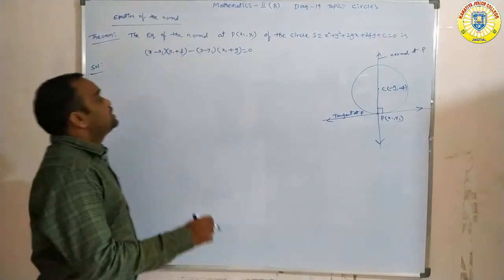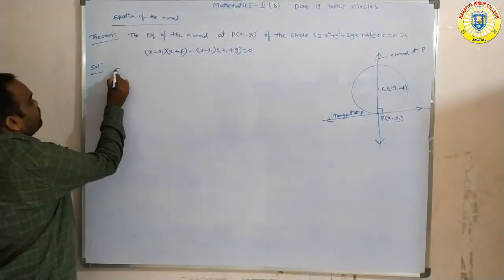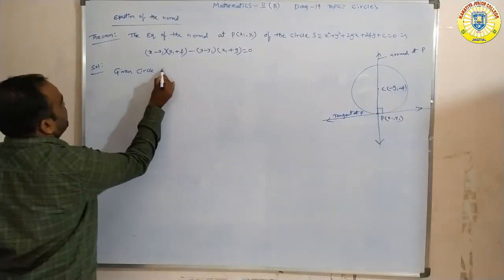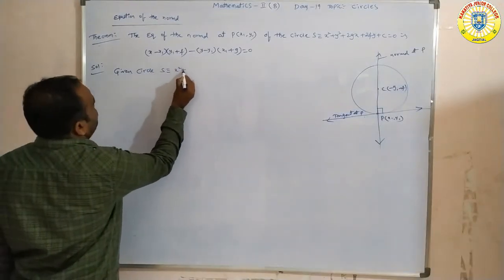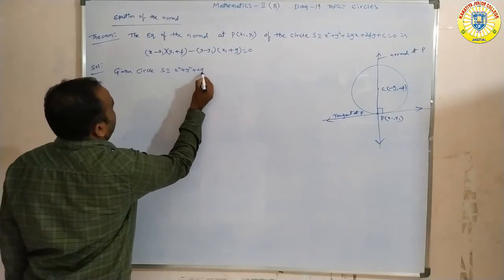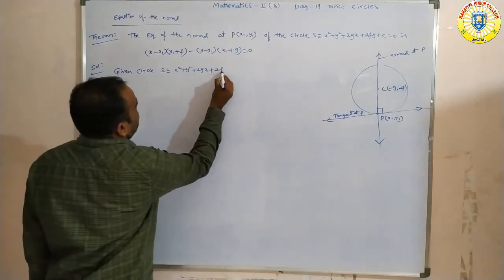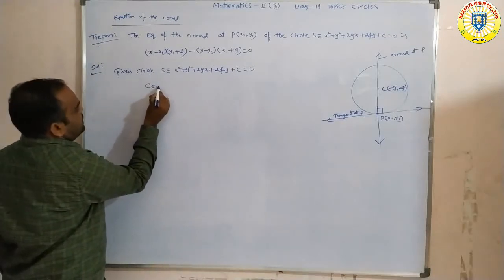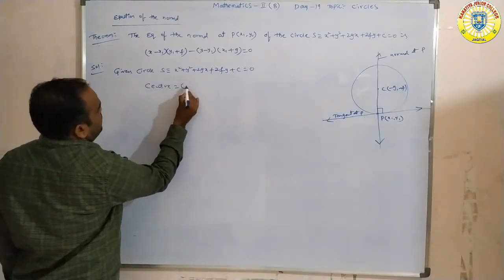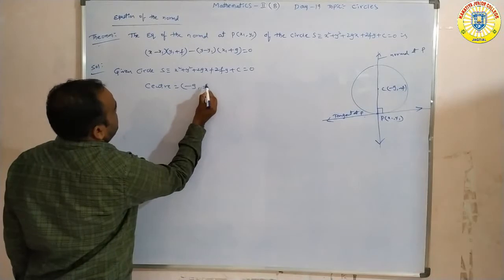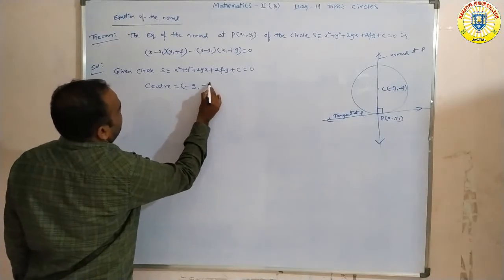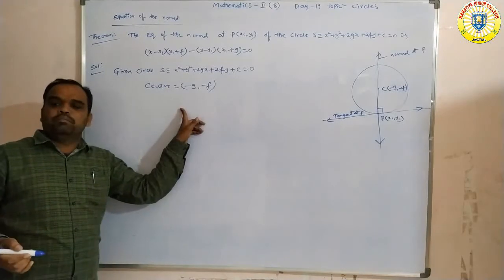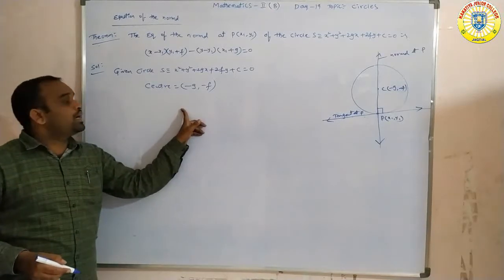Now we are proving this one. First, the given circle: S is equal to x square plus y square plus 2gx plus 2fy plus c is equal to 0. Here the center of the circle is minus g comma minus f.